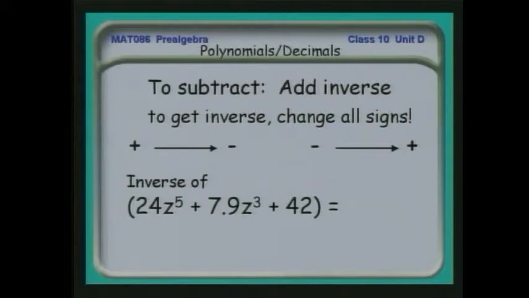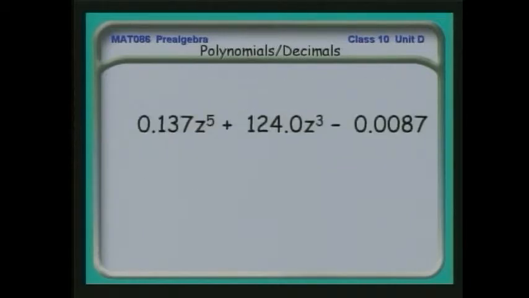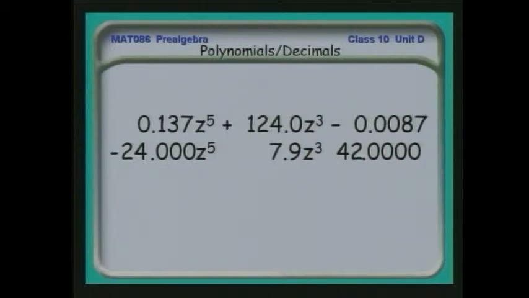For example now, the inverse of 24z to the 5th plus 7.9z cubed plus 42 is going to be minus 24z to the 5th. I had to change that sign. Minus 7.9z cubed minus 42. Now I'm all set to do the math because I've changed all of those signs. Now I can do that arithmetic.